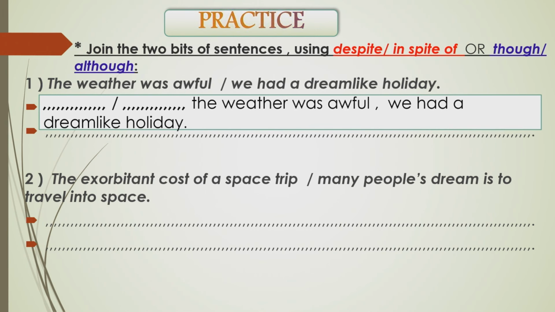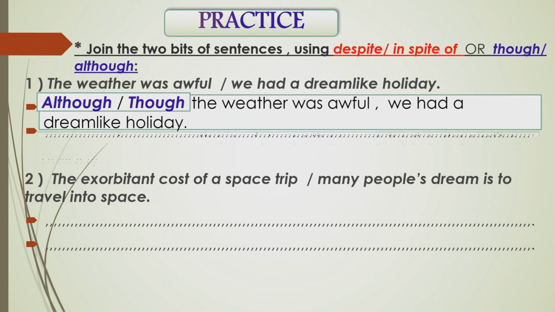And you have noticed that just after the conjunction, we have a sentence which is a full sentence. It's a complete one. The weather was awful. The subject is there, and we have this part as part of a complete sentence. So I think you agree that the best choice is although or though. For one good reason, we do not have a noun clause after the conjunction.